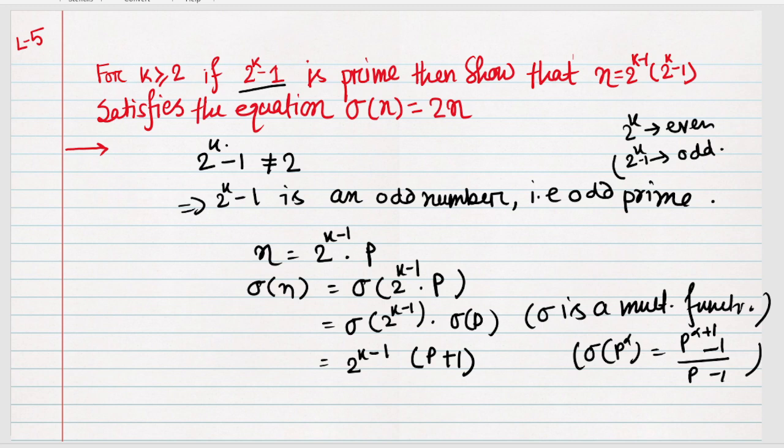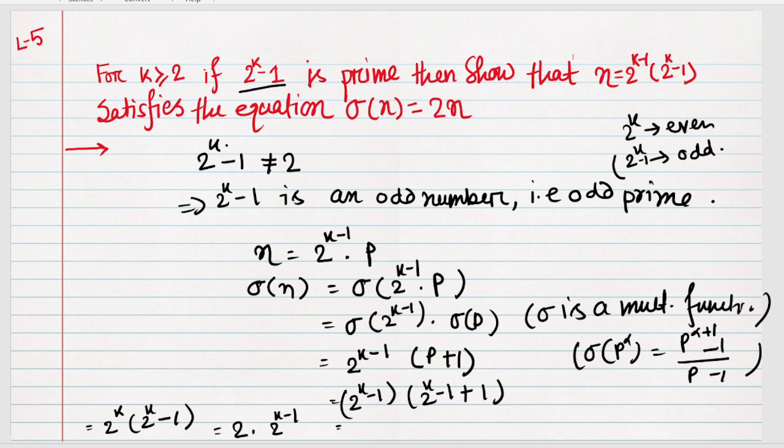That means we can write it as 2^k minus 1, and we can write p as 2^k minus 1, as it is given in the question that 2^k minus 1 is a prime number, and plus 1, which I am writing here as 2^k, and in brackets 2^k minus 1. That means 2 into 2^(k-1) into (2^k minus 1), which is nothing but our 2n, which satisfies our question, and hence proved.